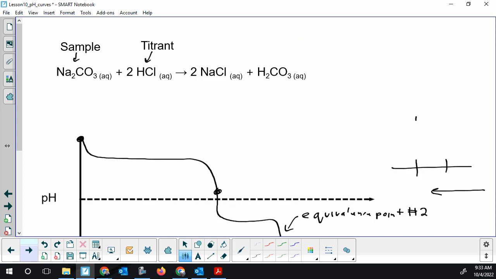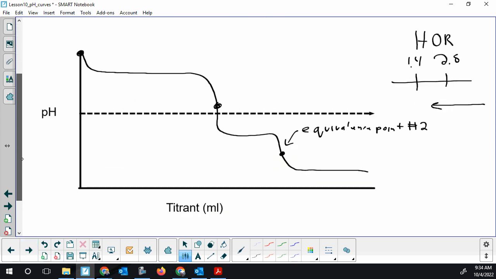Sorry, HOR, which was 1.4 to 2.8. I don't have a labeled axis, but it looks like it's down around 3-ish where I put that dot. Now, I should have labeled my axis first. In my head, I kind of had 0 as the bottom and 7 as my dotted line.